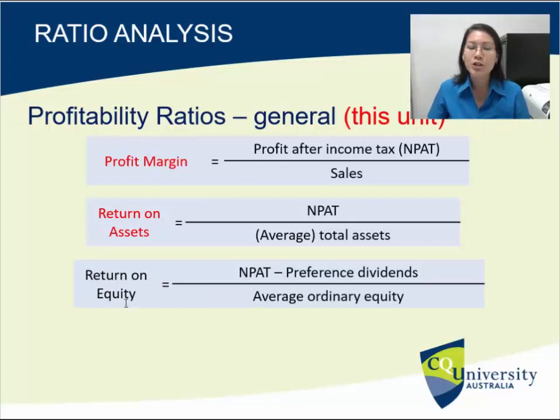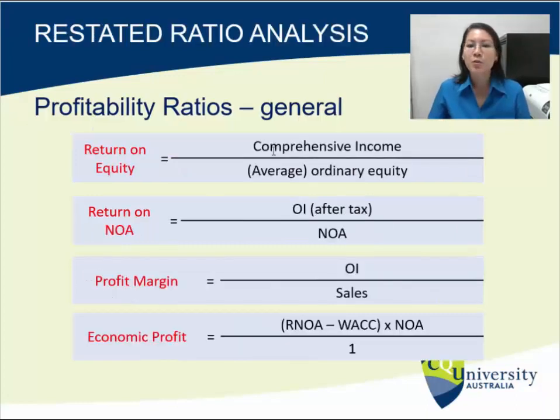So we don't calculate this one in this unit, but we do calculate it for the restated ratios. So we use comprehensive income and average ordinary equity. So CI, this is what we put in brackets, and that's why I said you can see a lot of the acronyms on this slide. And when we were entering and restating, doing our restated financials, I said make sure you put in brackets your acronyms, because it will be so much easier when you come to calculate these ratios.